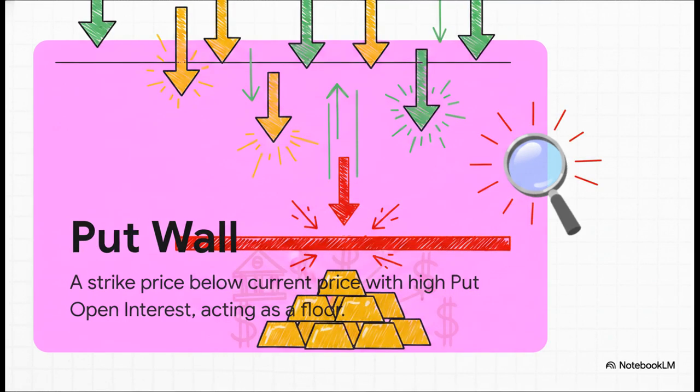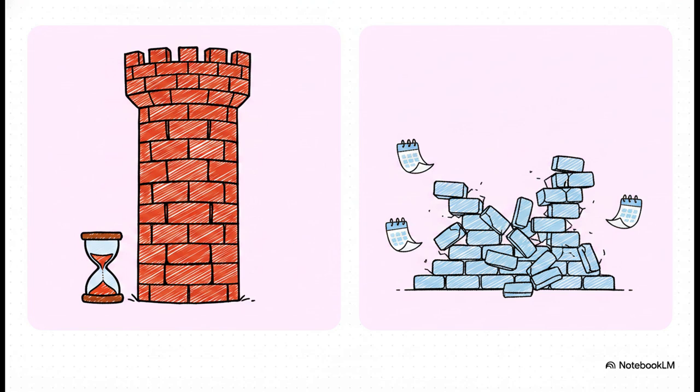And on the flip side, if you look below the current price for the brightest red cluster of put options, that is your put wall, it's your floor. If gold is crashing, this is exactly where the massive banks will aggressively buy up gold to defend their positions. They are physically preventing the price from dropping any lower. They will literally step in and catch the falling knife. Now let's look at how all this builds across time to locate the absolute strongest wall clusters.